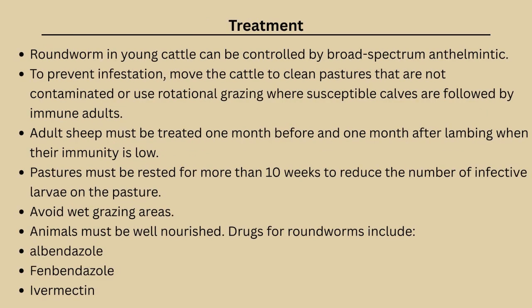Treatment. Roundworm in young cattle can be controlled by broad-spectrum anthelmintic. To prevent infestation, move the cattle to clean pastures that are not contaminated, or use rotational grazing where susceptible calves are followed by immune adults. Adult sheep must be treated 1 month before and 1 month after lambing when their immunity is low.